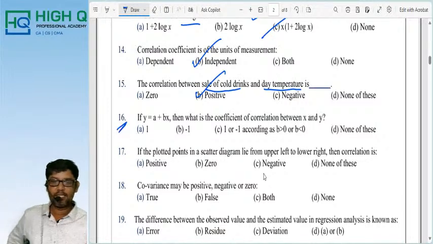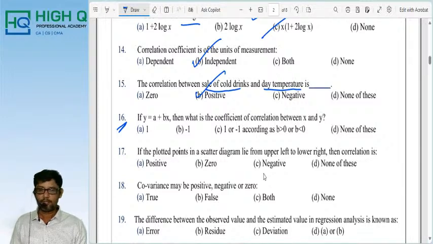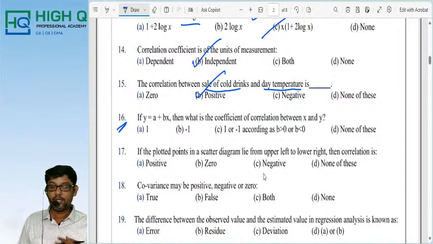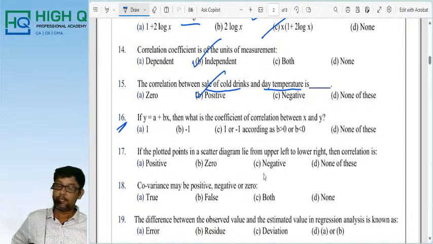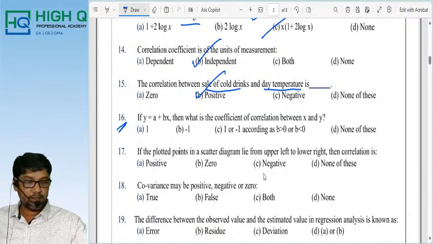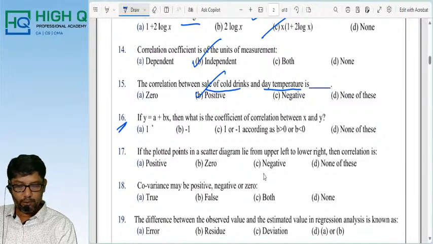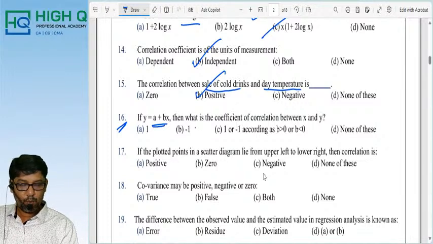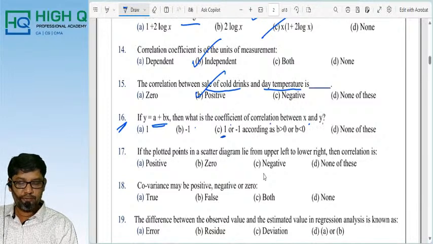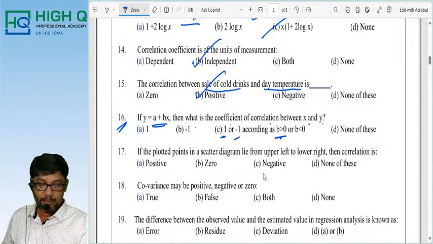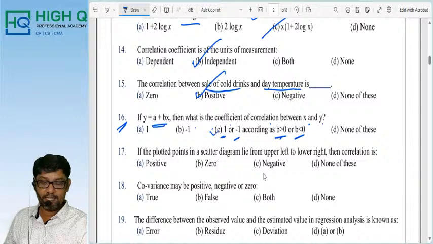Can you give me the answer for 16? My gut feeling says from 14 to 17, one question is expected in the exam. Tell me, my dear, what is the answer for 16th? C is the right answer. Y equal to a plus bx. Then what is the coefficient of correlation between x and y? Of course, coefficient of correlation is 1 when b is more than 0. It can be minus 1 when b is less than 0.